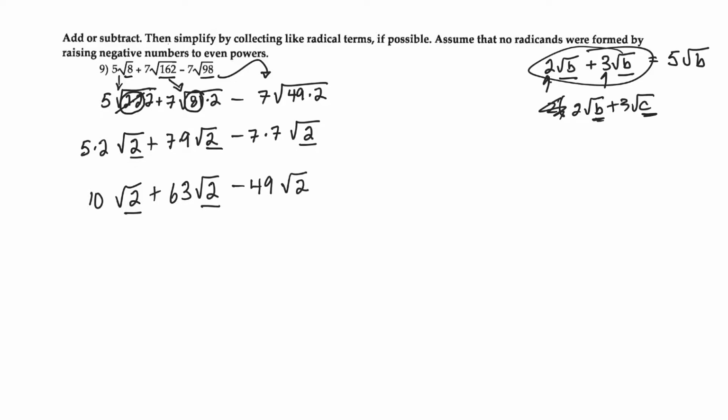Now I'll just add the coefficients because all the radicands are the same. So 10 plus 63 would be 73, and 73 take away 49.